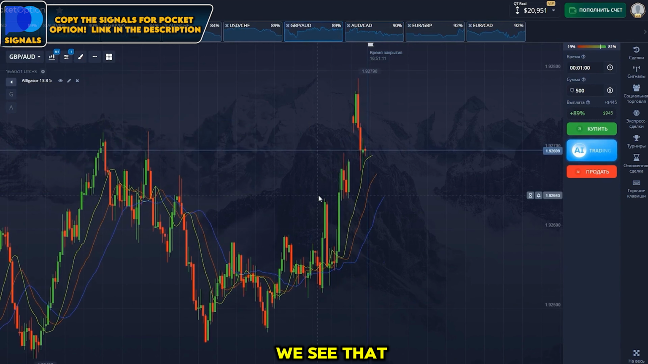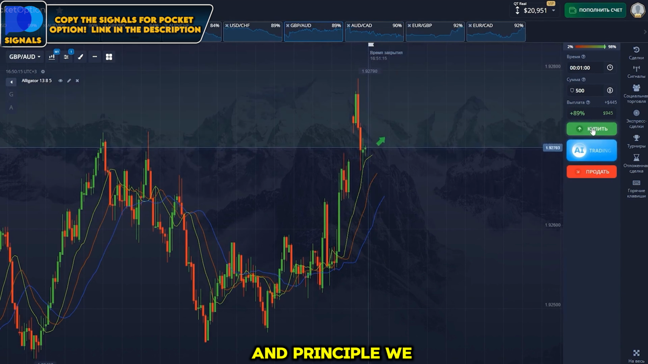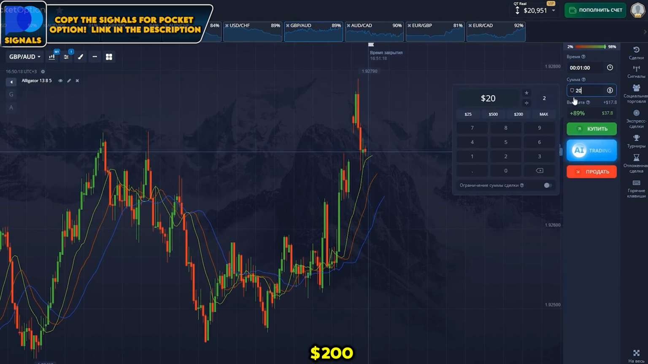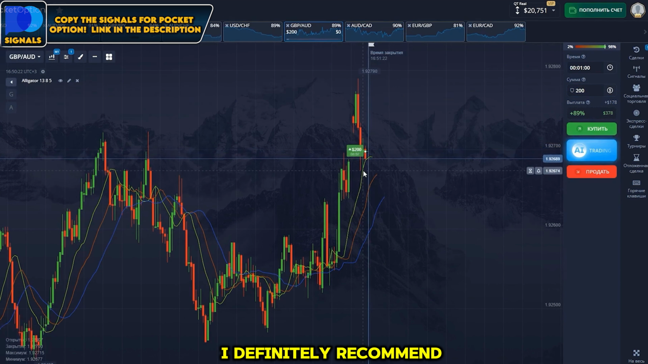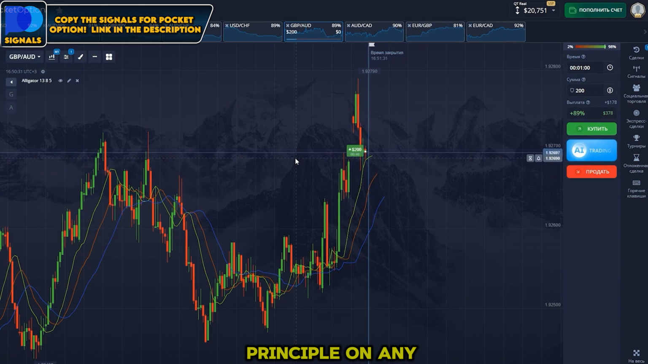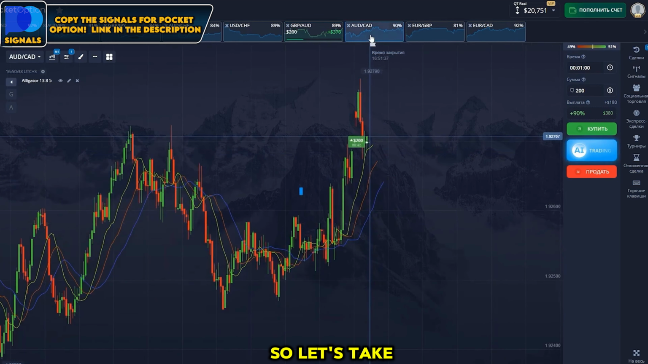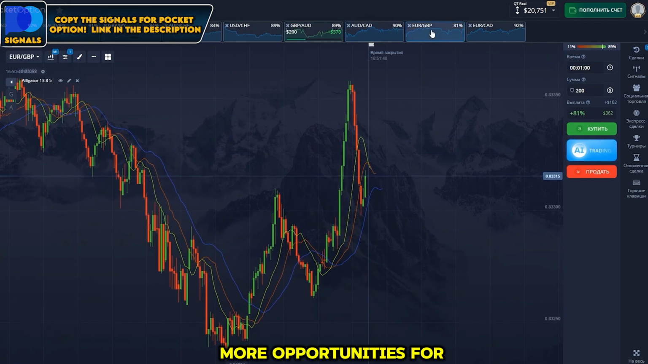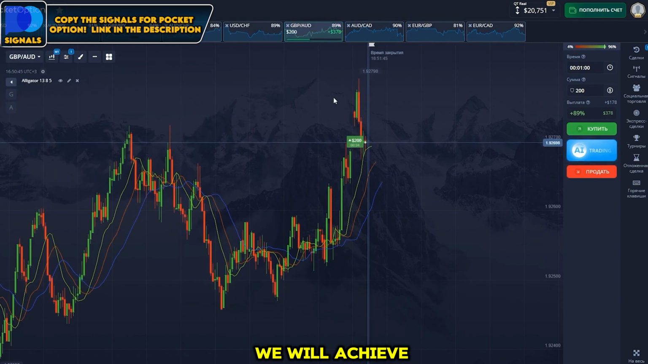Trade. Here we see that all three moving averages point in the same direction. In principle, we can enter, changing the amount to $200. I definitely recommend trading with this strategy on pairs without OTC, as there is more volatility in OTC, but I think it works in principle on any currency pairs. So, let's take a look. There might be more opportunities for a decline. Although I think that after this trade we will achieve our goal.